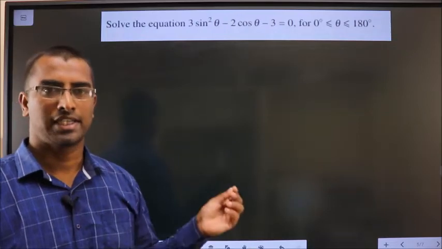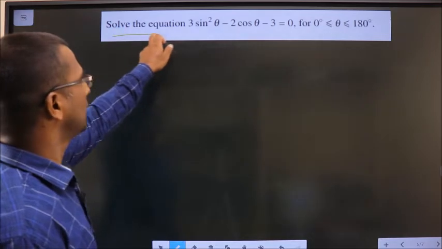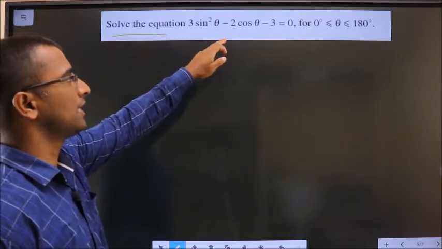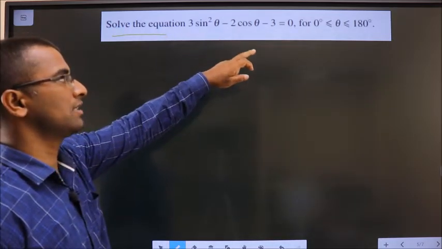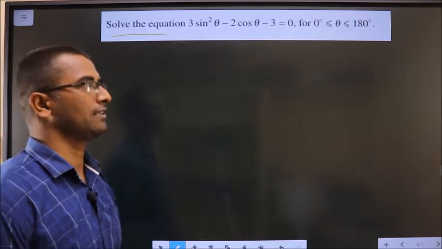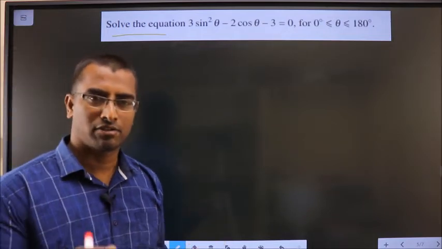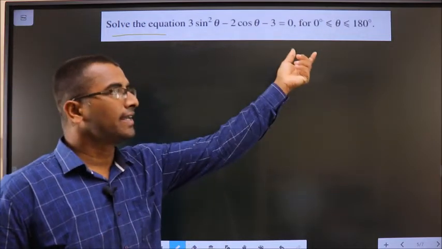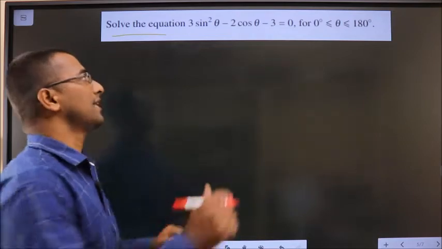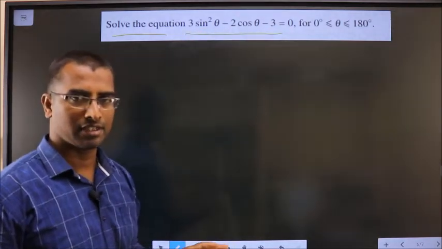Let us solve this trigonometry sum. Solve the equation 3 sin square theta minus 2 cos theta minus 3 equal to 0 for theta lies between 0 to 180. We need to find the values of theta lying in that interval satisfying this particular equation. Clear with the question? Okay.